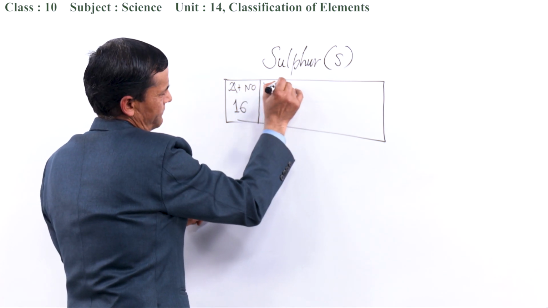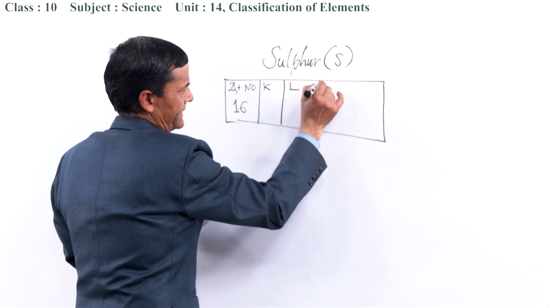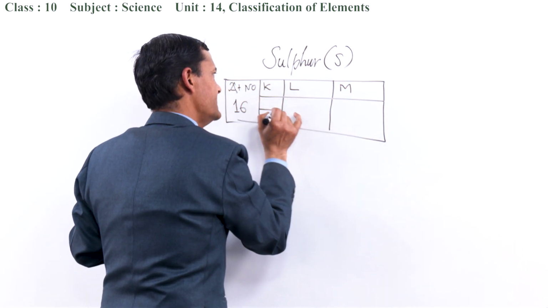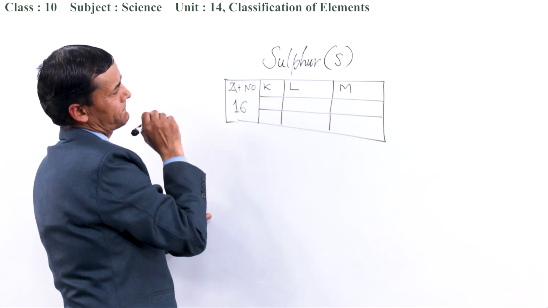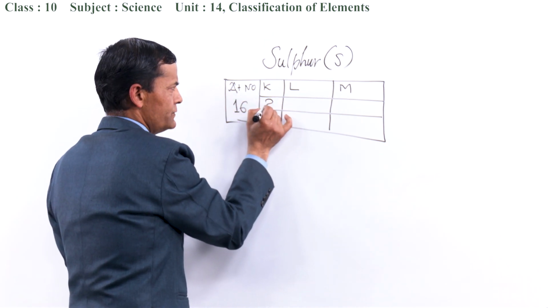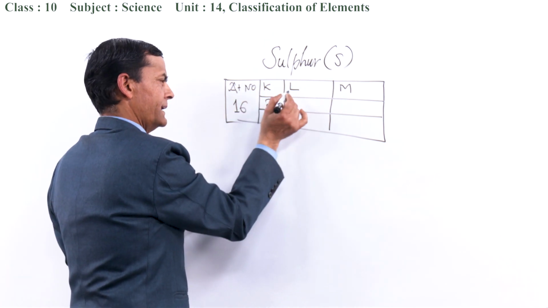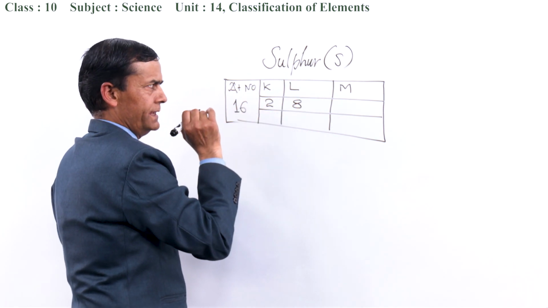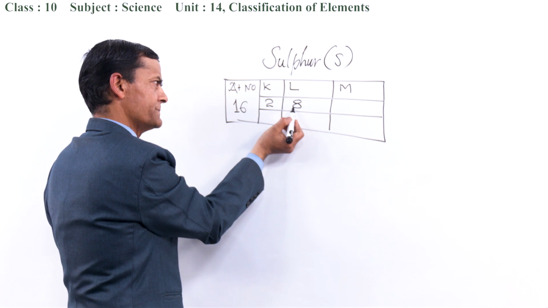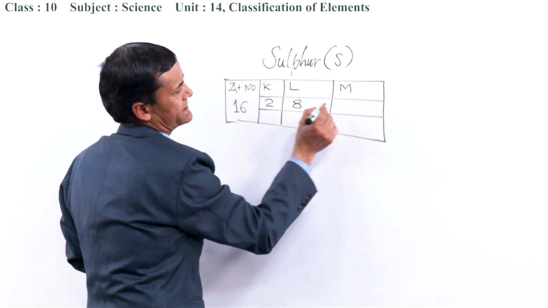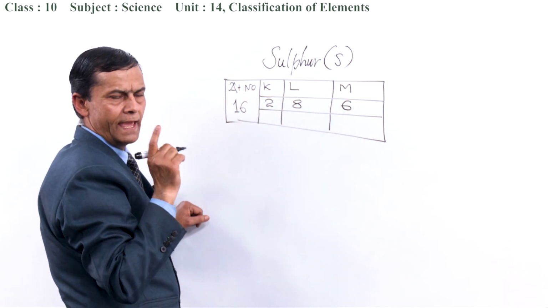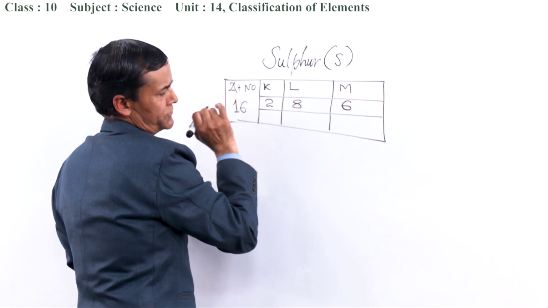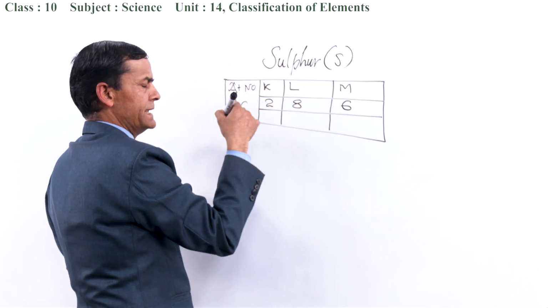First cell K, second cell L, and third cell M. Dear students, according to the 2n square rule, we can fill 2 electrons in K, and what is the capacity of L? Yes, 8 electrons. In M, how many electrons are left? 8 plus 2, 10. Now the remaining electrons are 6. 6 electrons are filled in M. Students, this is the configuration according to the 2n square rule, cell or energy level configuration.